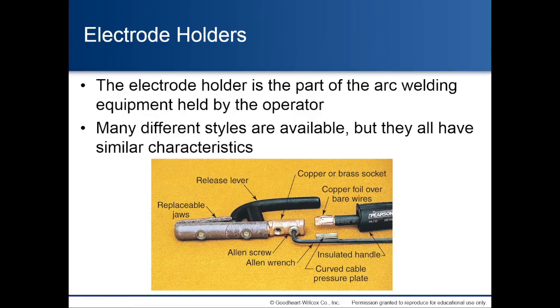Electrode holders. The electrode holder is the part of the arc welding equipment held by the operator. Many different styles are available, but they all have similar characteristics.